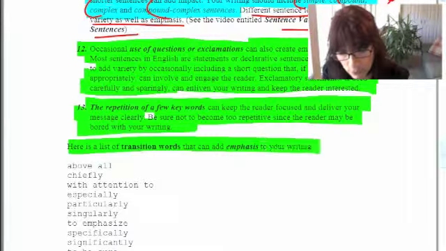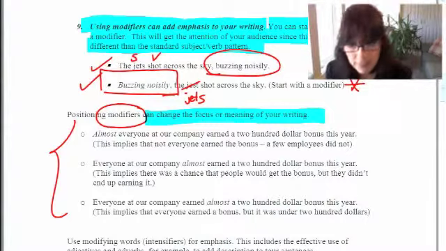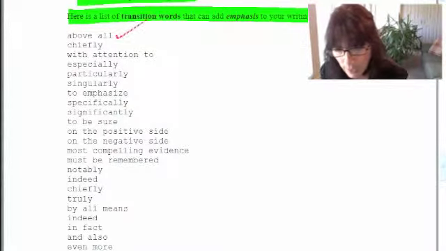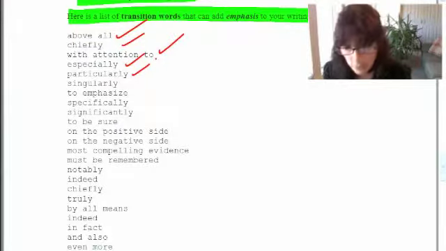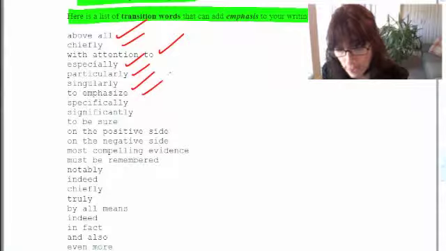Now here is a list of transition words that I believe will help you in adding emphasis to your writing. Let's read through the list together. Above all, chiefly, that means it's really important, with attention to, especially, particularly is another good word. This is a particularly good argument. Singularly, to emphasize, specifically, significantly, to be sure, on the positive side, on the negative side.